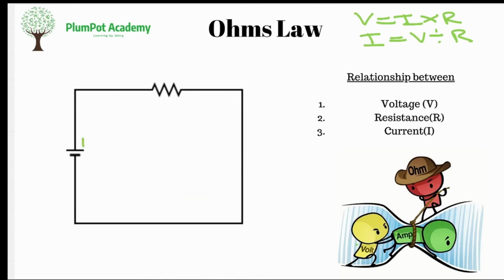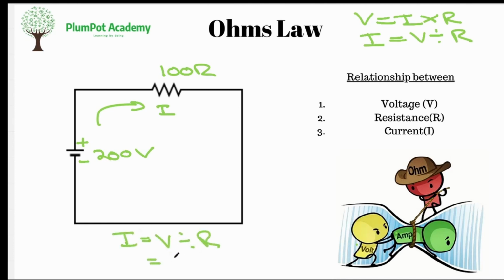So last one, let's say we increase our voltage. We've got 200 volts and we have our resistor of 100 ohms. Again, current from positive to negative, I is flowing through here. We've got I is equal to volts divided by resistance. Now we increase the voltage. So what will happen to our current, we think? Let's see. 200 volts divided by 100 ohms is equal to 2 amps. So we've got 2 amps flowing through the circuit. So we doubled our voltage and our current doubled as well.